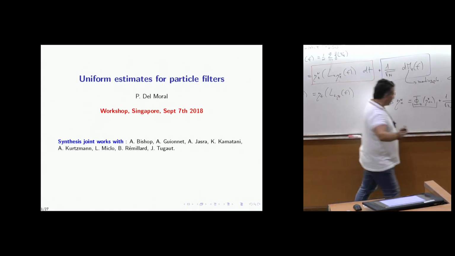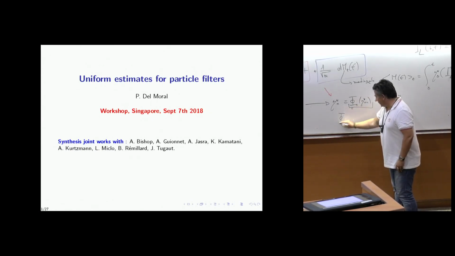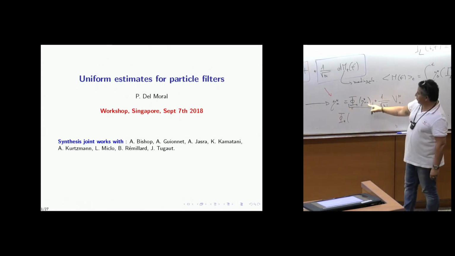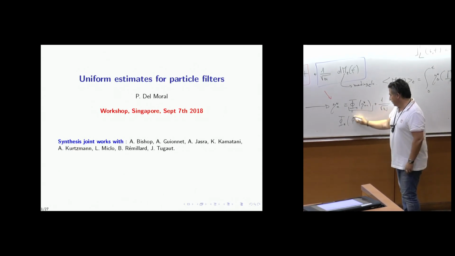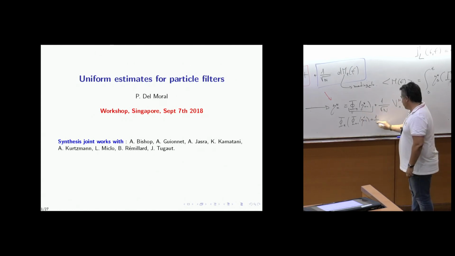Let's do it as Sumit said. If you have this is a function, eta n minus 1 is phi n minus 1 of eta n minus 2 plus 1 over square root of n Vn n minus 1.